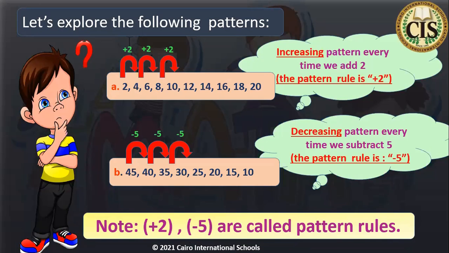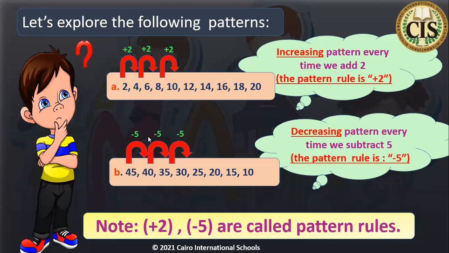Okay, Hamza, pay attention, my dear. I repeat now, pay attention. We have in the first example 2, 4, 6, 8, 10. What will we notice? We will notice that each time we are adding 2. 2 plus 2 equals 4. 4 plus 2 equals 6. 6 plus 2 equals 8, and so on. So the pattern rule is plus 2 because each time we are adding 2. So this pattern is increasing pattern. Okay?